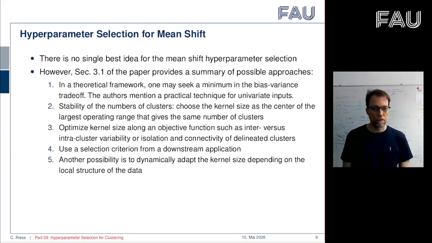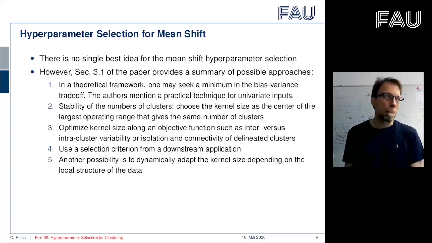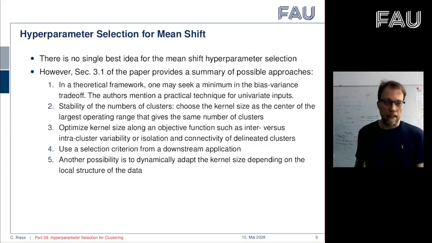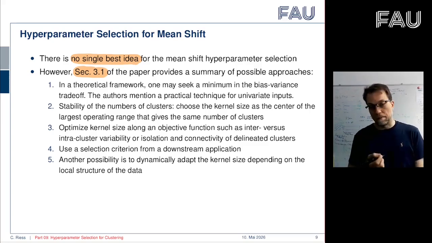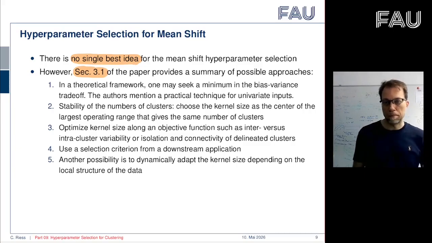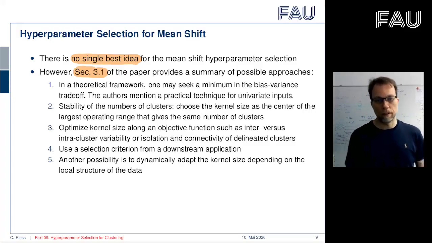Let's talk about mean shift briefly. If we check the paper, there's not a single best idea for the mean shift hyperparameter selection. But if we check section 3.1 of the paper, and we're also going to do this in our joint meeting, then they're providing a couple of ideas and a reasonably good summary of possible approaches for the hyperparameter selection for mean shift.